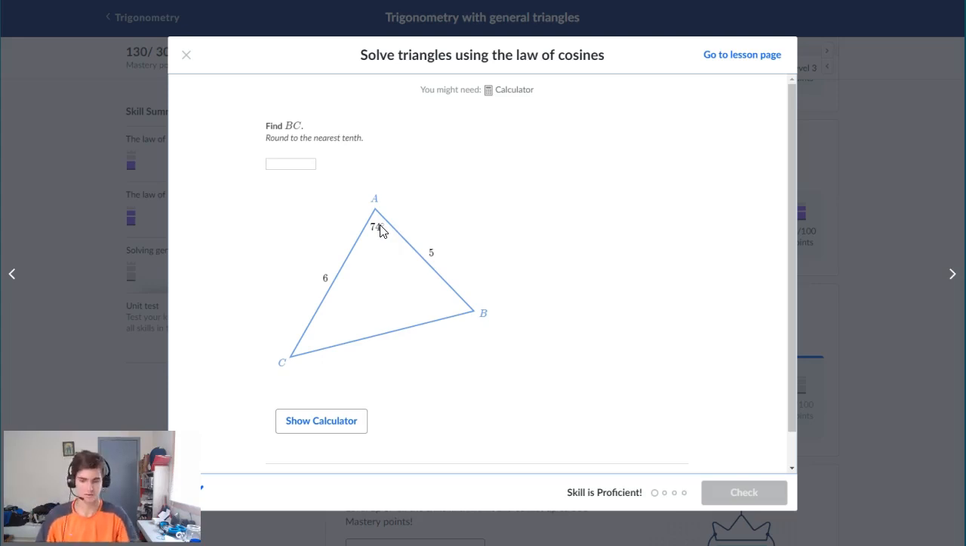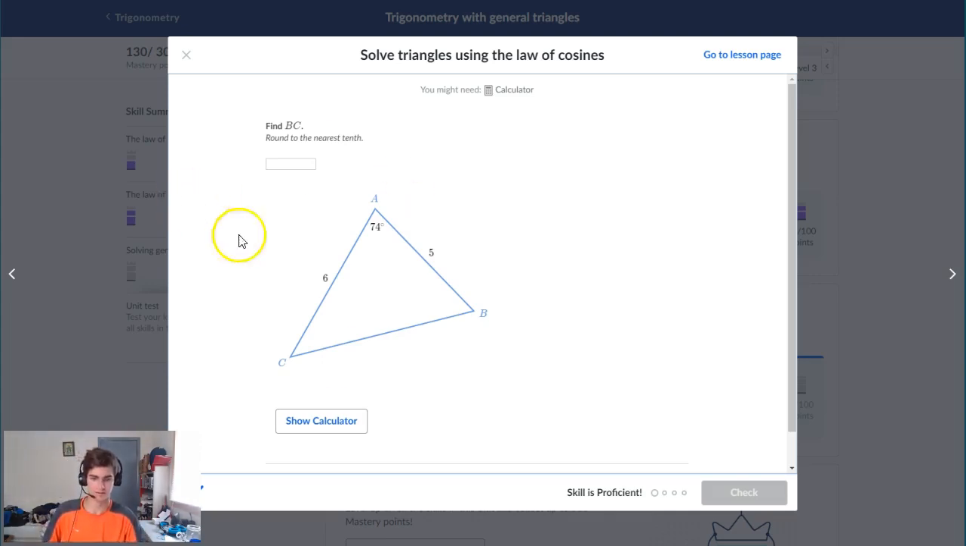So now let's start by solving all of this. So we know that 6 times 6, or 6 squared, is 36. 5 squared is 25, clearly. So that adds up to 61. And now we have to then subtract 2 times 6 times 5, so that's 60, times the cosine of 74.